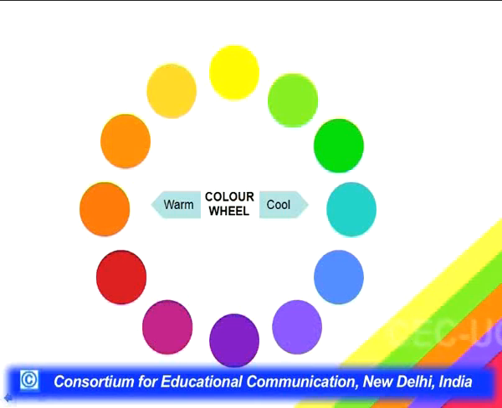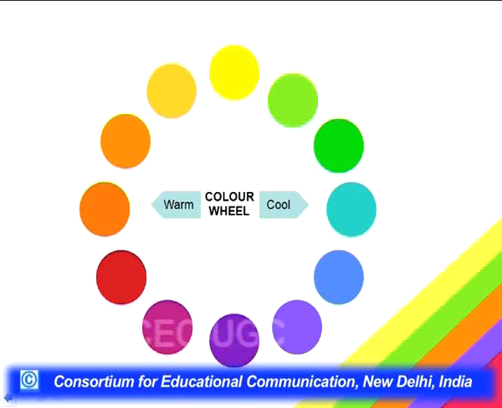This is the color wheel. In this color wheel, the 12 colors are there. If we start from the top, we have yellow, yellow green, green, blue green, blue, blue violet, violet, red violet, red, red orange, orange, yellow orange, and finally yellow. These are the 12 colors if we want to give the names of the colors.